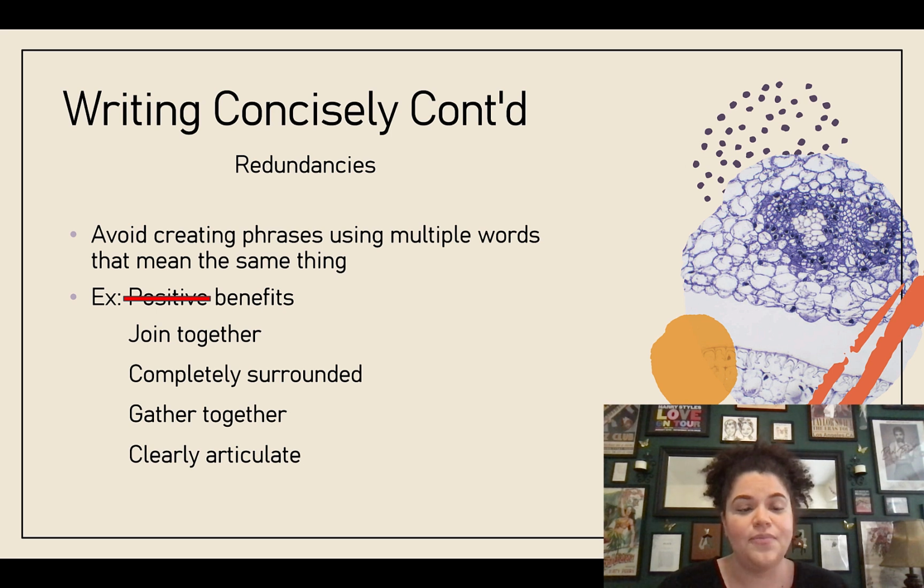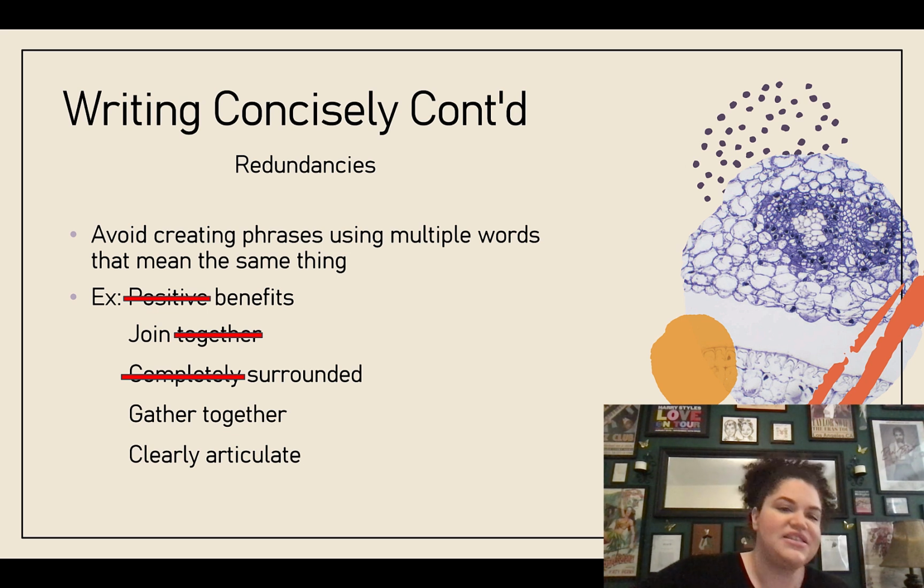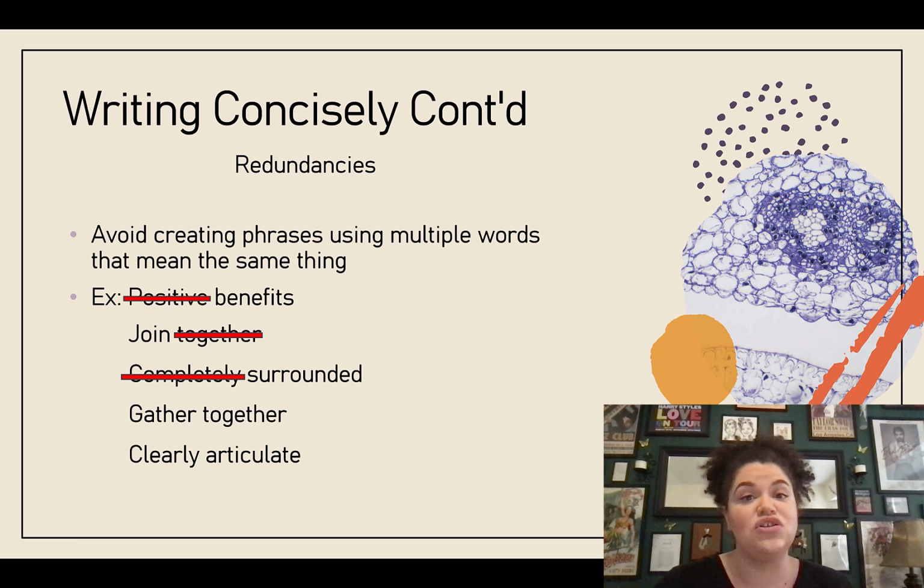The second example, join together. We can remove together because the word join means to put things together, right? So we don't need the word together. It already means the same thing. Next one, completely surrounded. We do not need the word completely because in order to be surrounded by something, that means you are completely surrounded, right? If there's space on one side of you, that means you're not surrounded. Surrounded means all sides. So the word completely is redundant. We don't need it.